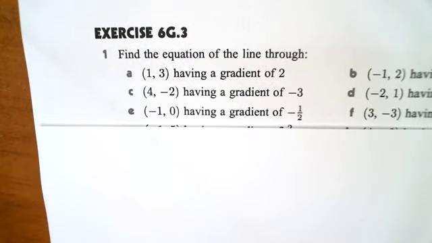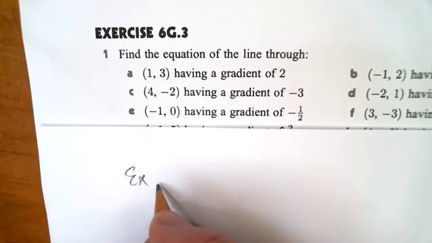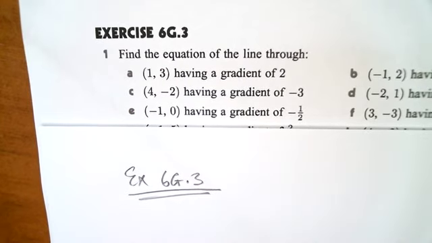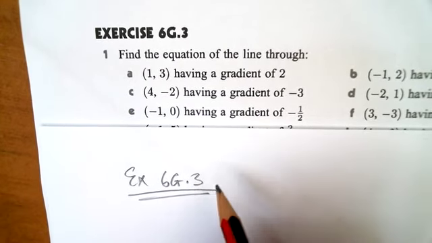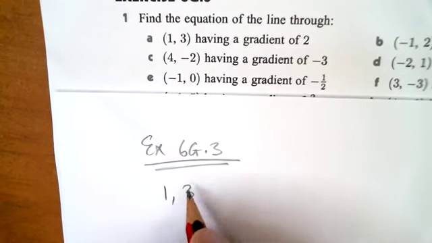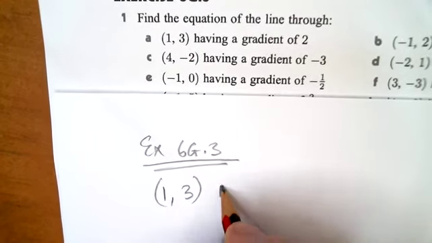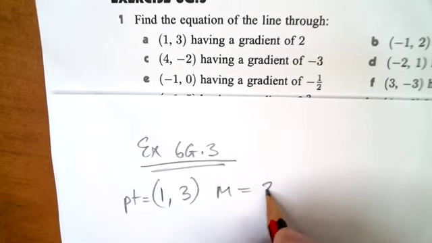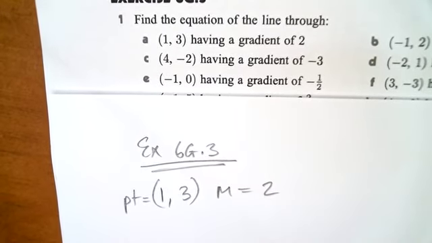So let's imagine, I'll put here exercise 6G.3. Not that I really know what that is, but it doesn't really matter too much. All right, so we've got a point, I'll put 1, comma 3. There it is, that's my point. And we've got a gradient, an m value, so I'll put the point equals, m equals. So we've got a gradient of 2. So we can pretty much work out how to do that.